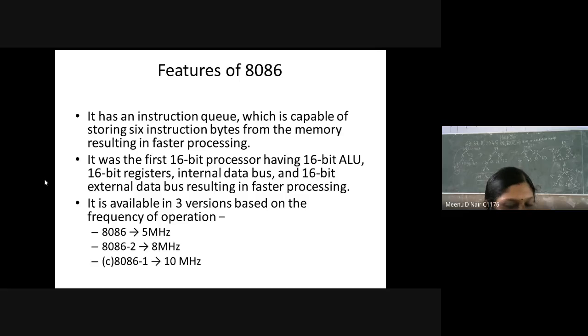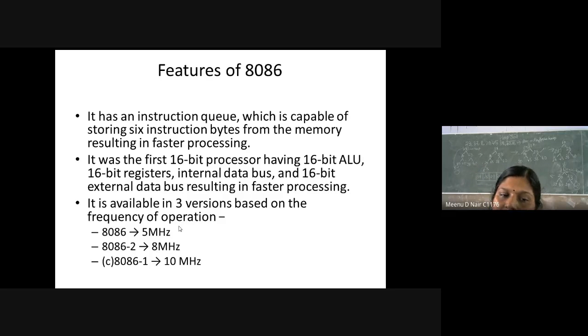Another thing is we have already seen that it is a 16-bit processor having a 16-bit ALU, 16-bit registers, an internal data bus, and a 16-bit external data bus. But in the case of 8085, everything was 8-bit only. You have an 8-bit data bus and all the registers were 8-bit, because the processor is an 8-bit processor.